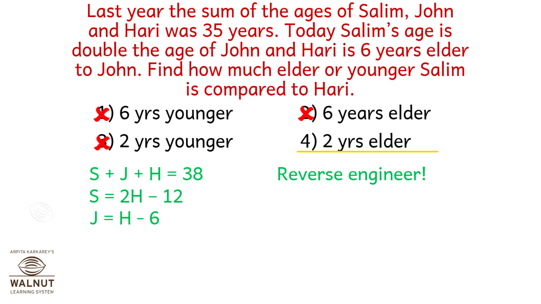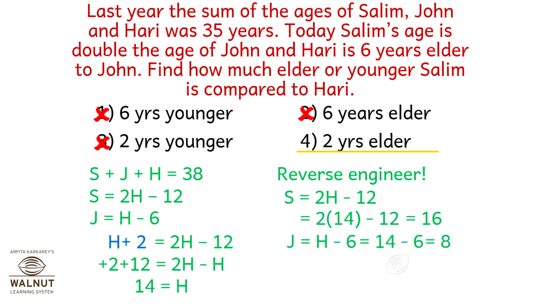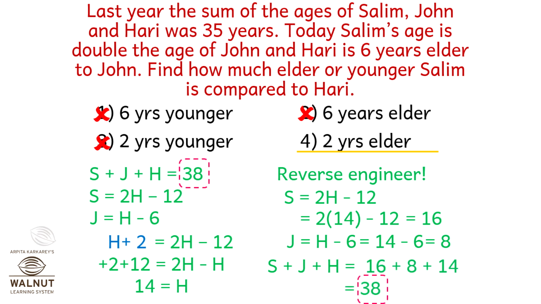So let's try option number 4. S is equal to H plus 2. Therefore we get H to be 14, S to be 16 and J to be 8. When we add them up, we get 38, which is exactly what we want. So option number 4, 2 years elder, is the right answer. This is a tricky problem, so you need to pay attention.